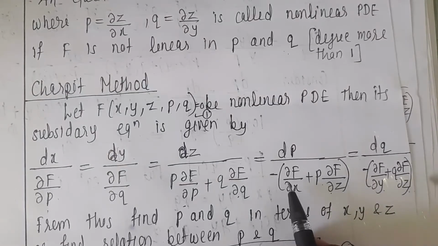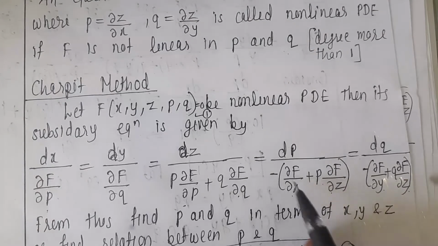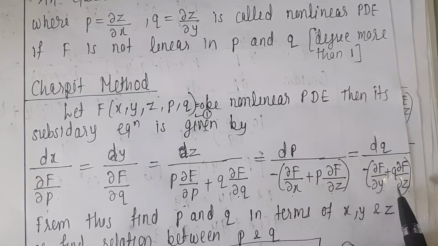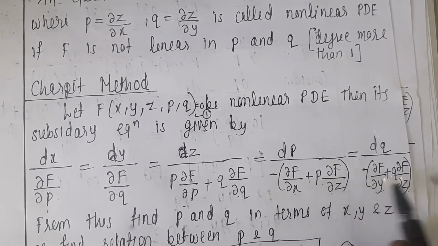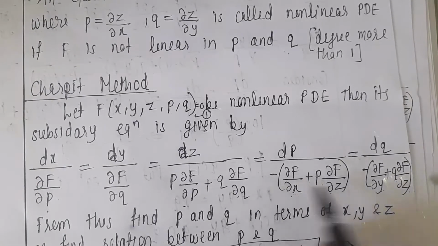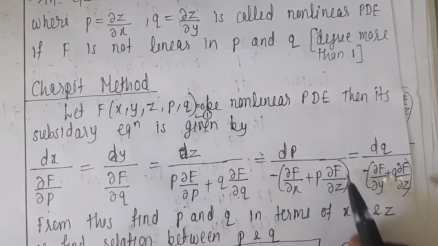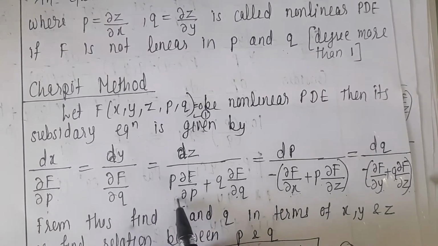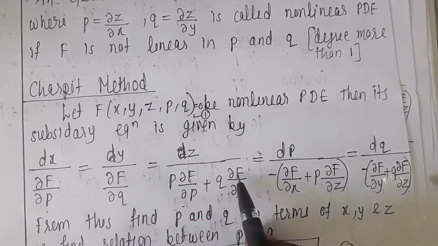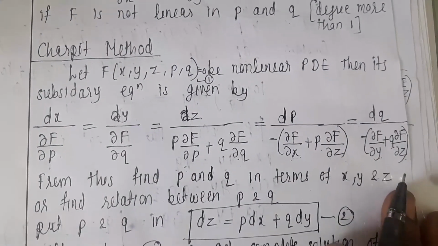And this del can also be called dou. If we observe the last two functions, the only difference is ∂f/∂y and ∂f/∂x, that is p and q. Both are minus. So the last is dp by ∂f/∂x plus p ∂f/∂z. In the previous we have the combination of p and q, that is p ∂f/∂p plus q ∂f/∂q. So this is the subsidiary equation for Charpit's method.